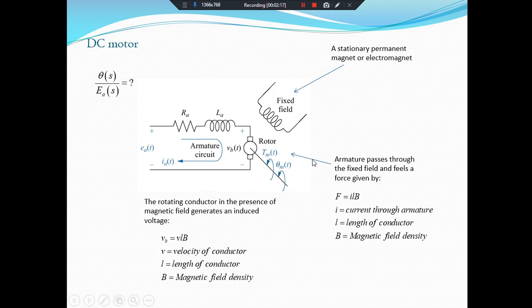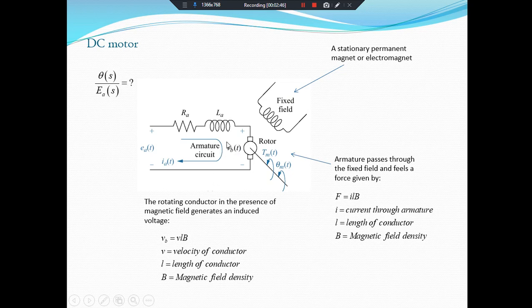As you know, when the armature passes through the fixed field it feels a force, or you can say that a current moving through a magnetic field induces a force. And what is the value of that force? The value of that force is F equals ILB. What is I? I is the current through the armature, L is the length of the conductor, and B is the magnetic field density.